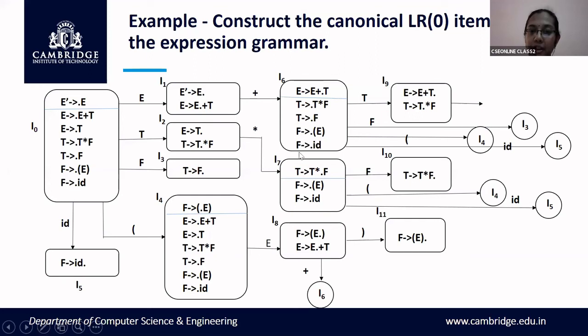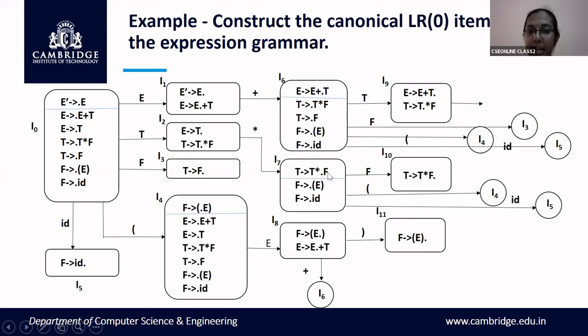Do you think I will be repeating I7 again? Yes. If I move dot one position towards the right on star, I will be repeating the I7 state. So the new production that I will get is C derives C star dot F. Okay, so dot is followed by F.